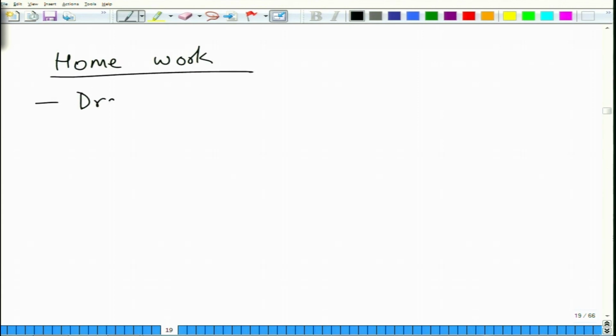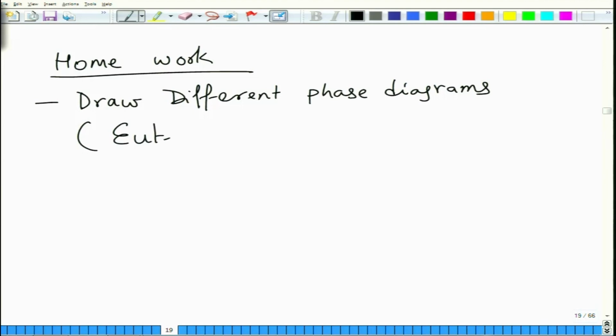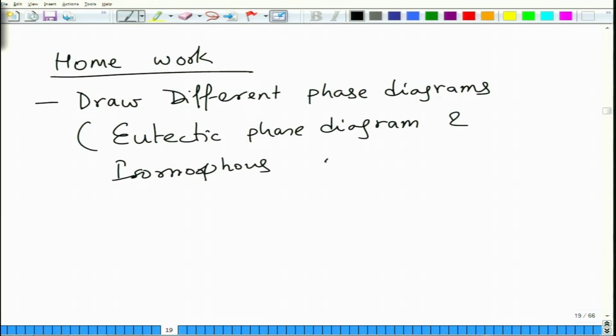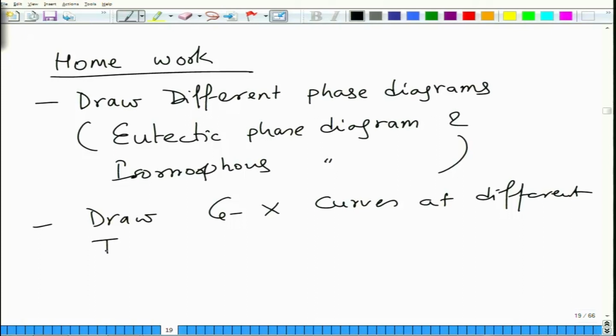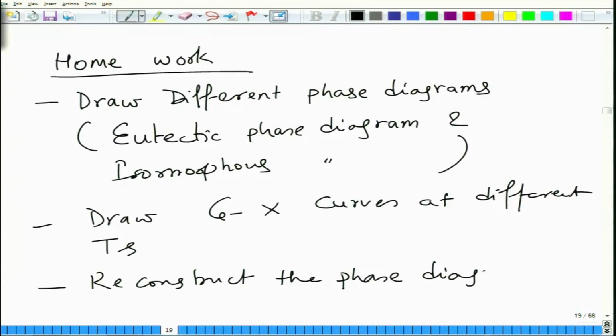So, go over, draw different phase diagrams, especially the eutectic ones, and let us say the isomorphous one. Draw G-x curves at different temperatures T, and then reconstruct the phase diagram. So, this is a very important exercise for you to do to understand how the phase diagrams evolve from first principles.